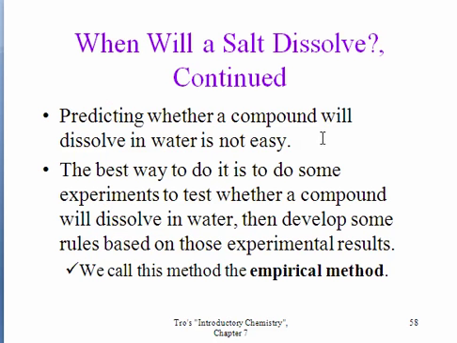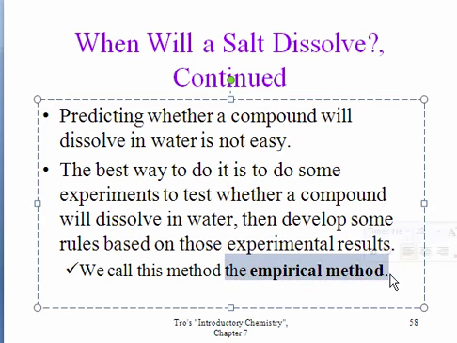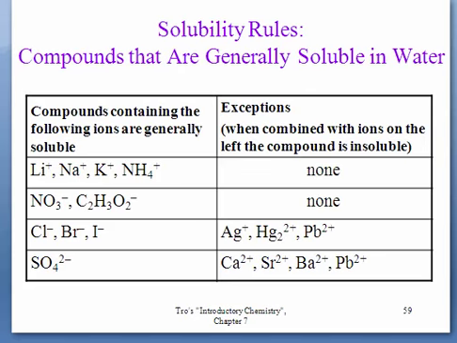Predicting whether a compound will dissolve in water is really not that easy. So we have determined which ones dissolve and which ones don't by experimental methods. Now we're going to use this table to help us predict solubility. You do not need to memorize this table. This table will be given to you on quizzes and our test. So this is how we use the table.